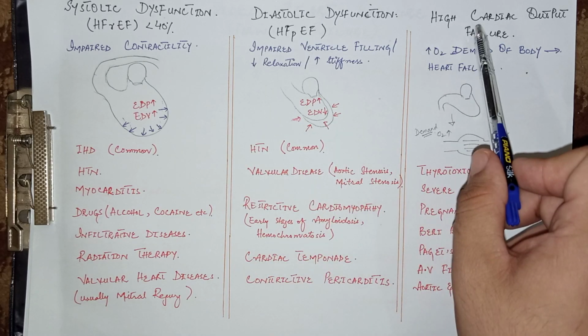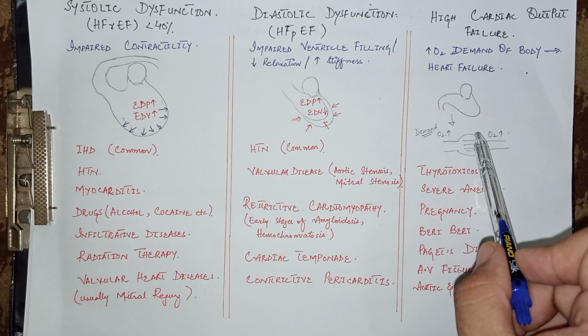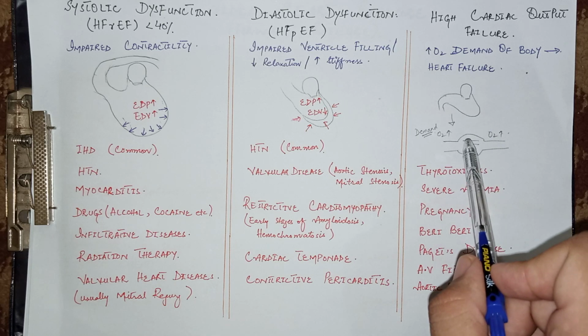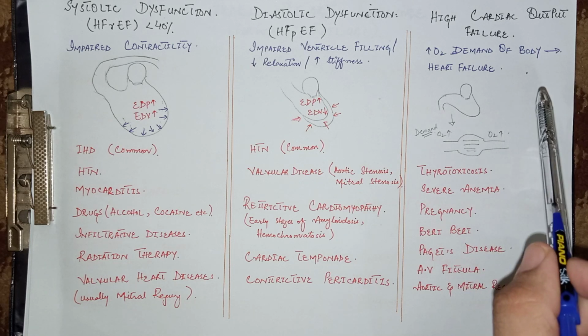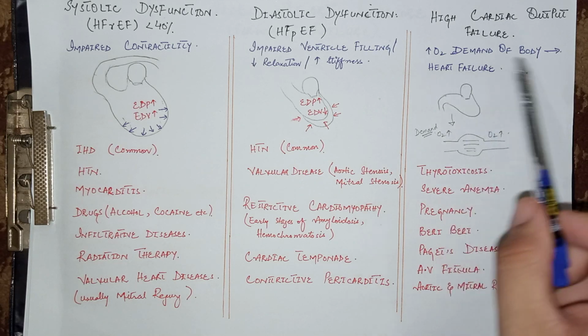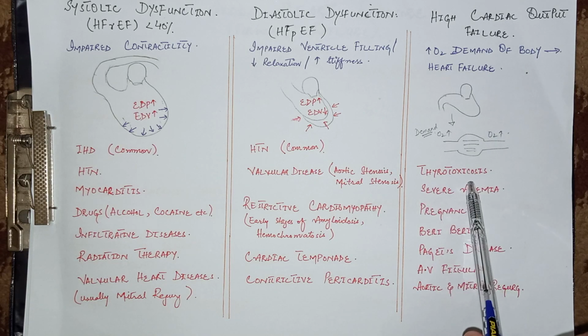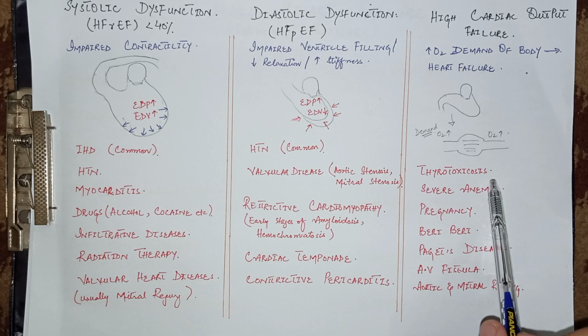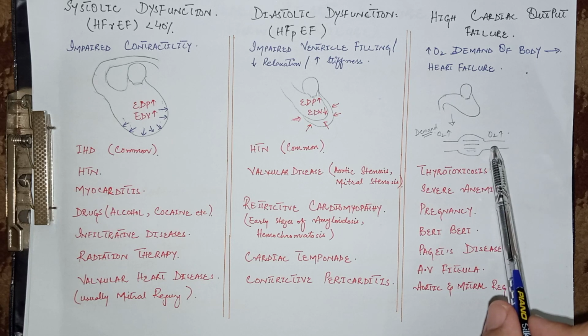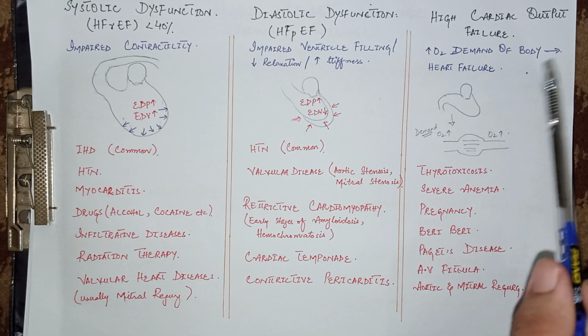Now come to the high output cardiac failure. In this case, there is no pathology or no abnormalities in the heart, but the oxygen demand of the body tissues is increased. The causes for increased oxygen demand are thyrotoxicosis, that is hyperthyroidism increases the metabolism of the body and increases the oxygen demand of the body tissues. So the workload on the heart is more to fulfill that oxygen demand.